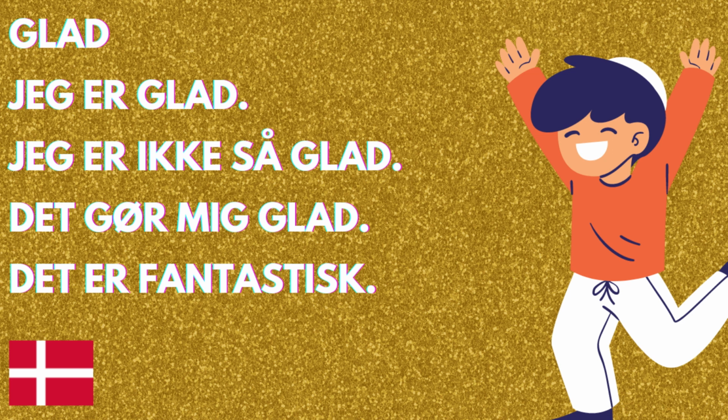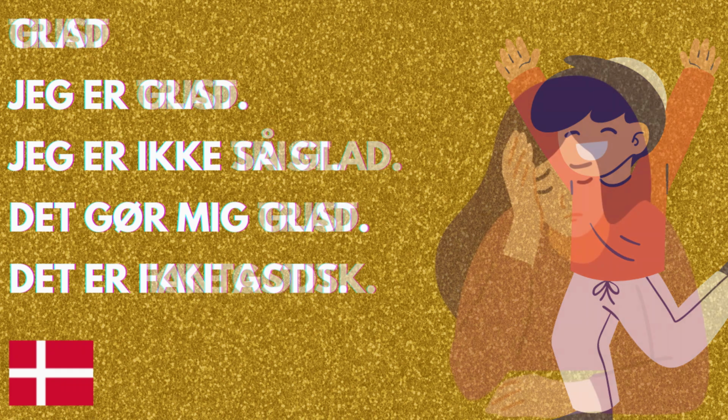If he wanted to say, that makes me happy, or it makes me happy, he would say, Det gør mig glad. And lastly, if he wanted to expand upon that and say, it's fantastic, it's amazing, he would say simply, Det er fantastisk. Nice. So this is going to be our structure. We're just going to do the exact same sentences for all the emotions, basically just changing them a little bit to fit. Okay, the next one is sad.